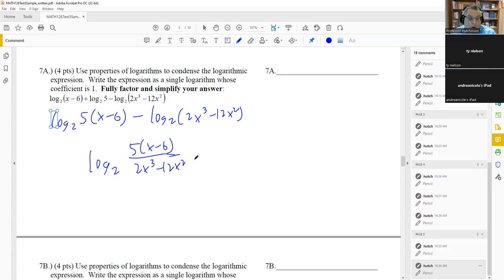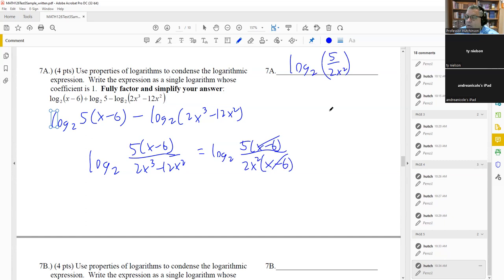All right, now this is not simplified enough. If you put this answer in, it would mark you wrong, because you have to simplify it down as much as possible. So we need to do another step on this, a factoring step. The top part's already factored, but the bottom one, we can pull out a 2x squared as a common factor, and we'll get x minus 6. And now we see here that the minus 6s will cancel out, and you get log base 2 of 5 over 2x squared. And that right there would be your most simplified final answer.